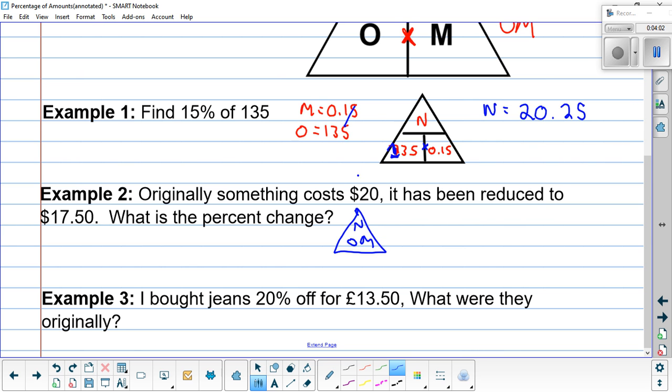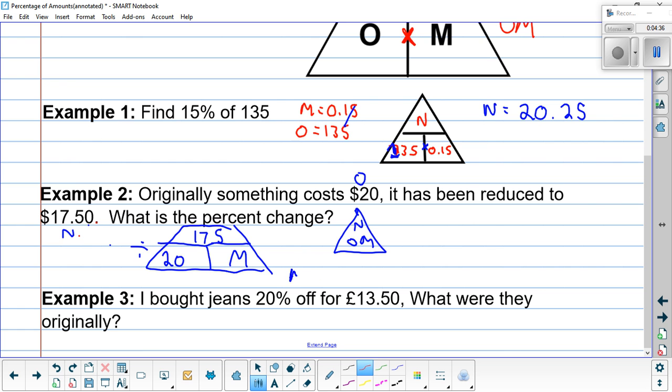So originally, we have 20 reduced. What's the percentage change? Originally it was 20. Sorry, didn't give myself enough room. Now it's 17.5. What was M? Well, let's give my triangle some stuff, right? Even a trapezium still doesn't matter. You get the idea. So here we divide those.